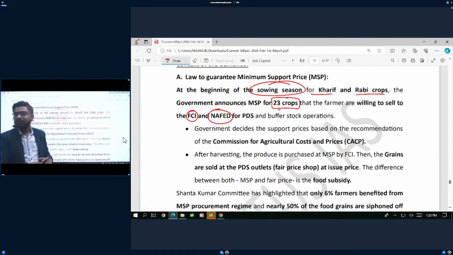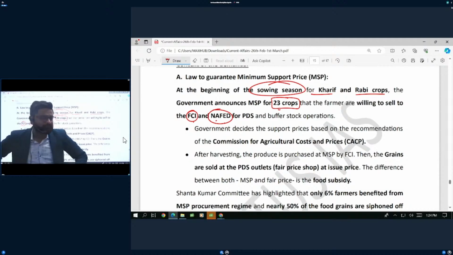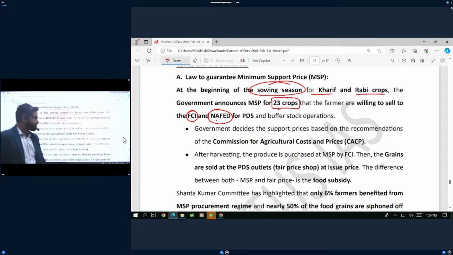Google कर लेना. So NAFED basically procures coarse grains, millet वगैरह, plus pulses and oil seeds. Coarse grain, pulses, oil seeds, कौन procure करता है? NAFED. Wheat and rice कौन procure करता है? FCI. ठीक है, remember this distinction. Wheat rice procurement happens by FCI. Coarse grains, pulses and oil seeds are procured by NAFED.